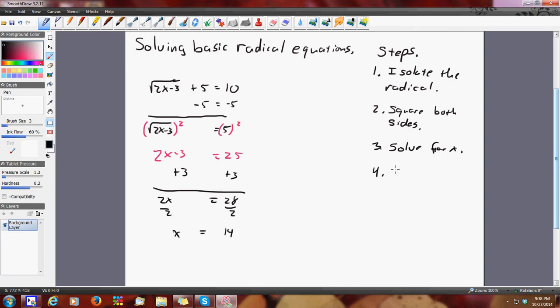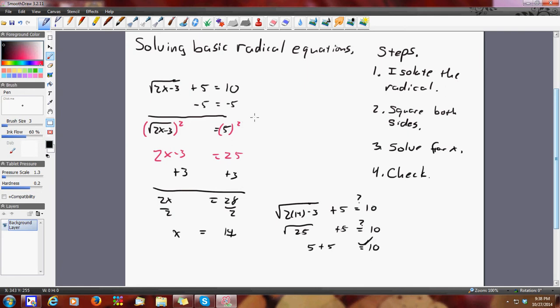But there is one last step, and this is super important, and it's to check. So I'm going to take 14 and plug it in. 2 times 14 is 28, minus 3 is 25. The square root of 25 is 5. Well, let's see. 2 times 14 minus 3, plus 5. Does that equal 10? That's going to be 28 minus 3, which is 25, plus 5. Does that equal 10? And the answer is yes, 5 plus 5 does equal 10, so it checks.